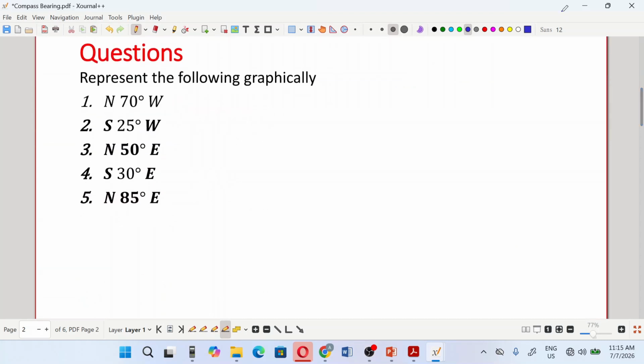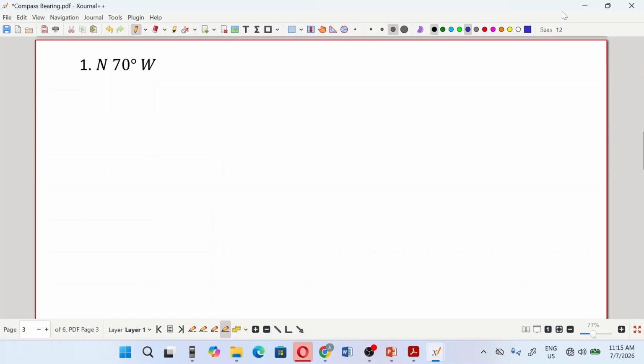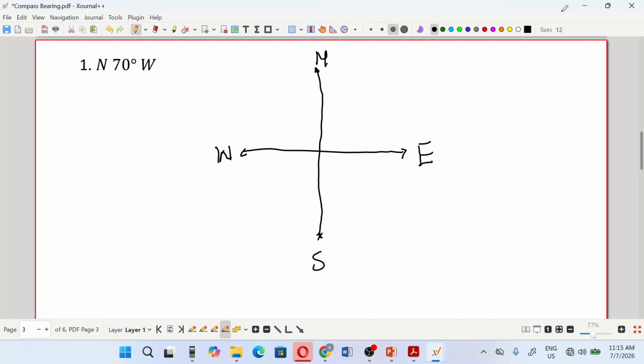Questions. Represent the following graphically. 1. North 70 degrees west. I'm going to do numbers 1, 2, 3. Then you do the rest, which are 4 and 5. All right, so let's look at the first example. It says north 70 degrees west. I have to draw my graph to show my cardinal points. I have north. I have south here. I have east. And I have west, right?